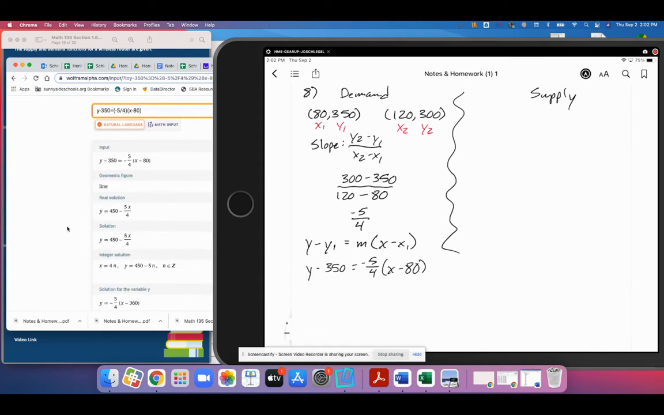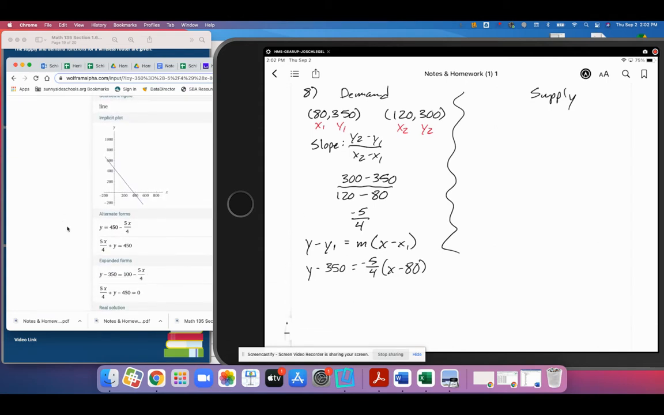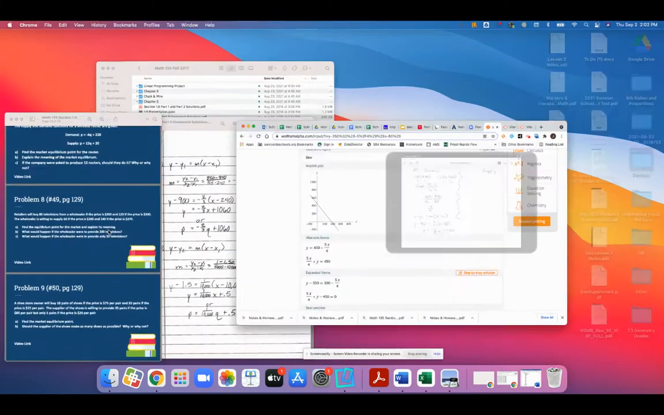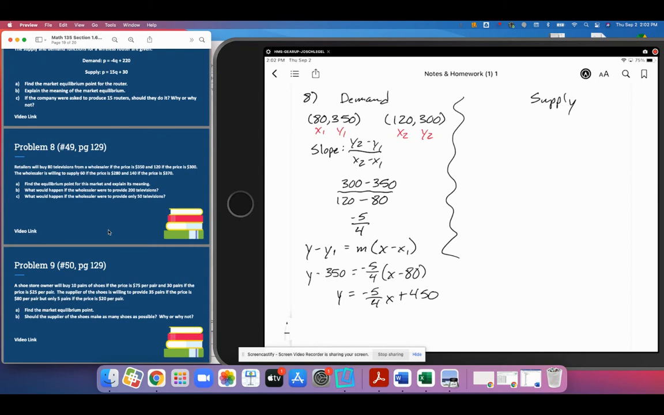Okay, looking for alternate forms of this equation. As usual, we like this one right here, although I will put the x value first. So we end up with y equals negative 5/4 x plus 450 as our demand function. Similarly for our supply function, we've got to take a look at this. Our first point is going to be 60, 280.